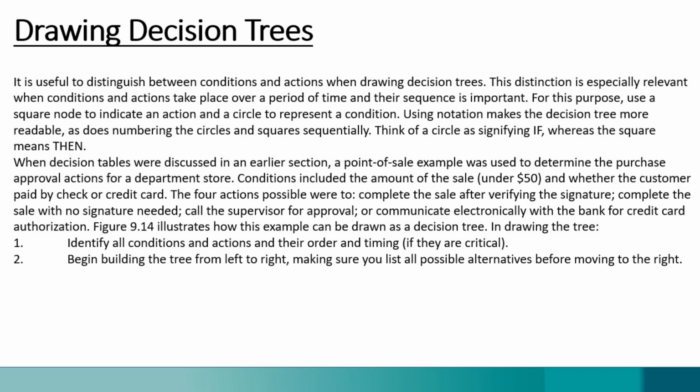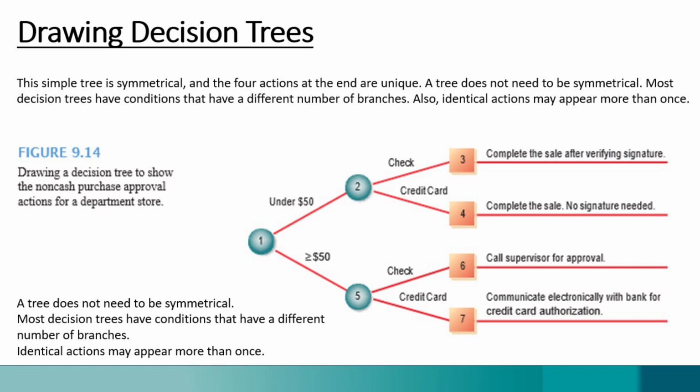Begin building the tree from left to right, making sure you list all possible alternatives before moving to the right. This simple tree is symmetrical, and the four actions at the end are unique. A tree does not need to be symmetrical. Most decision trees have conditions that have a different number of branches. Also, identical actions may appear more than once.